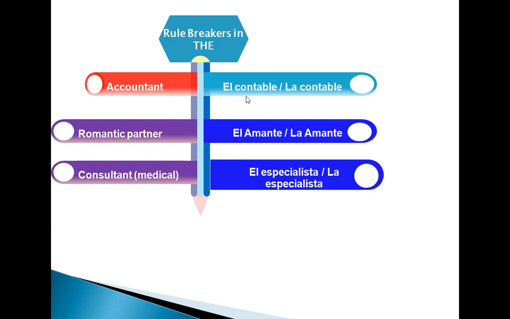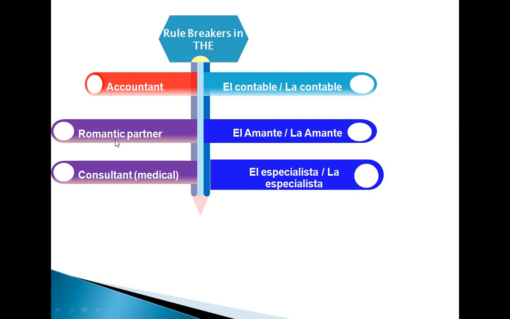Julia is the accountant. If you want to say Julio is the accountant, you're talking about a man, you'll say Julio es el contable. So over here the term is contable, although it ends with E, but still the gender of the person will decide whether we need to use el, la, los or las.